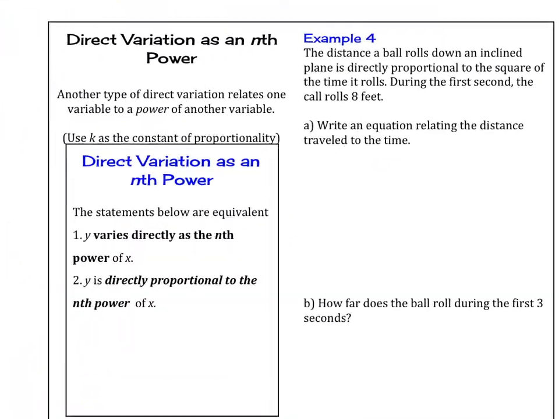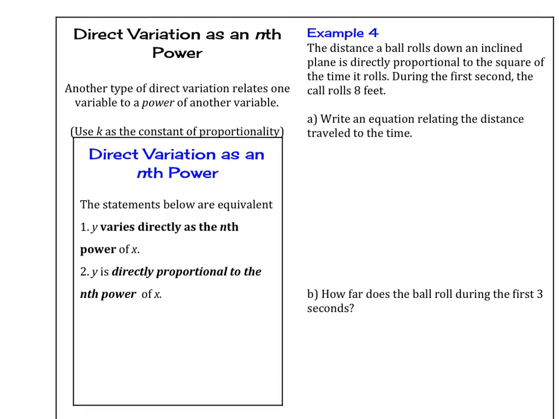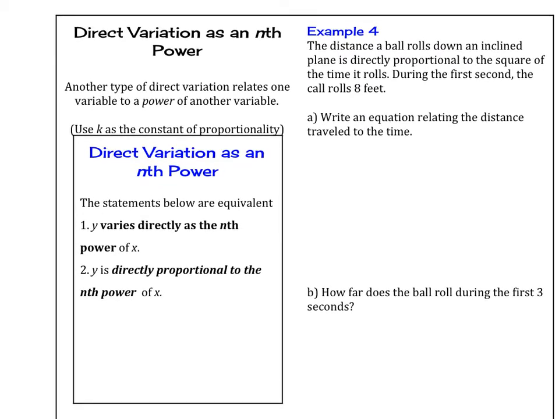Let's do direct variation as an nth power. Another type of direct variation relates one variable to a power of another variable. Again, we're going to use k as a constant of proportionality. The statements below are equivalent: y varies directly as the nth power of x, or y is directly proportional to the nth power of x. So this is y equals k times x raised to the nth power. So let's do an example. The distance a ball rolls down an inclined plane is directly proportional to the square of the time it rolls. During the first second, the ball rolls 8 feet.